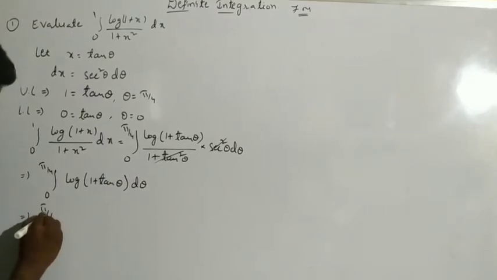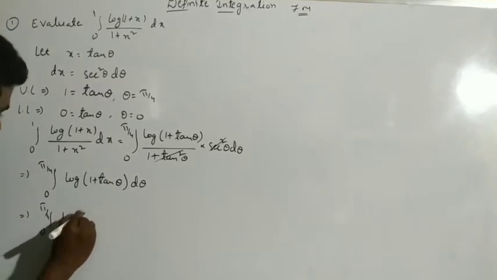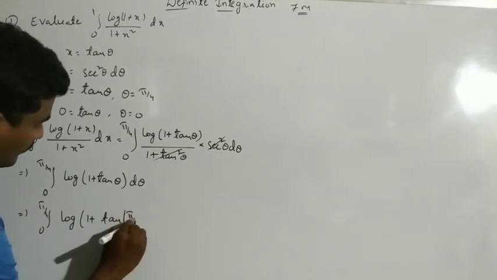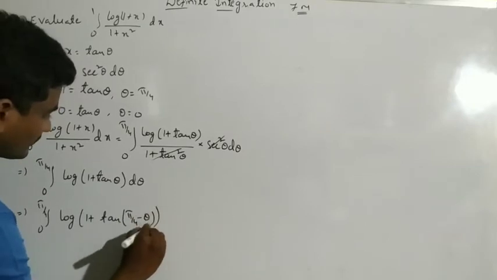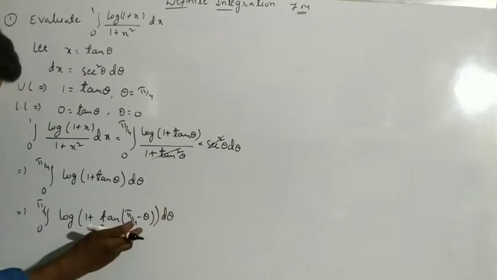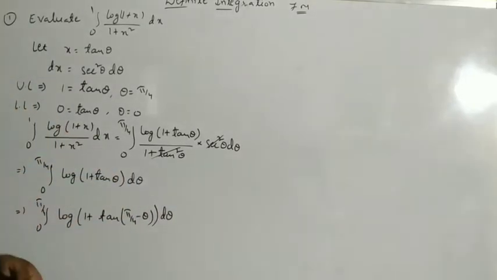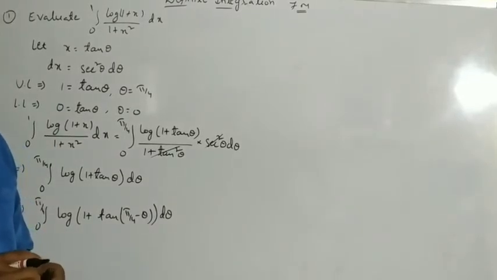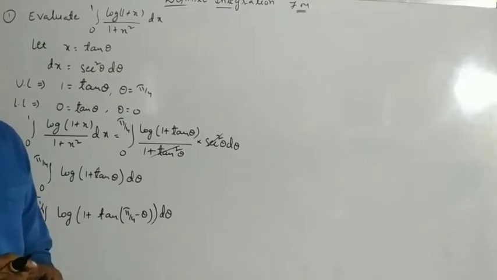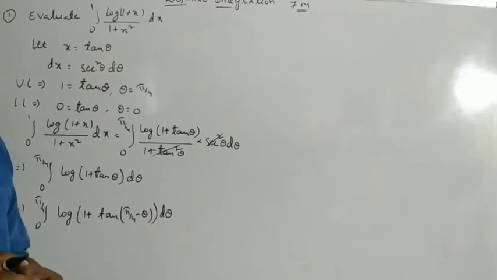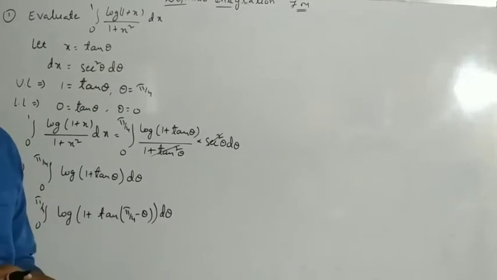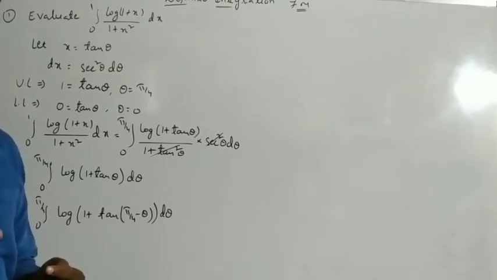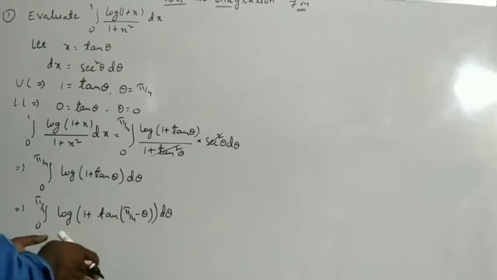Now I am going to substitute pi by 4 minus theta in place of theta: the integral from 0 to pi by 4 of log(1 plus tan(pi by 4 minus theta)). Now I am going to write it in tan(a minus b) form. Tan(a minus b) equals (tan a minus tan b) by (1 plus tan a into tan b). You have to remember that formula.